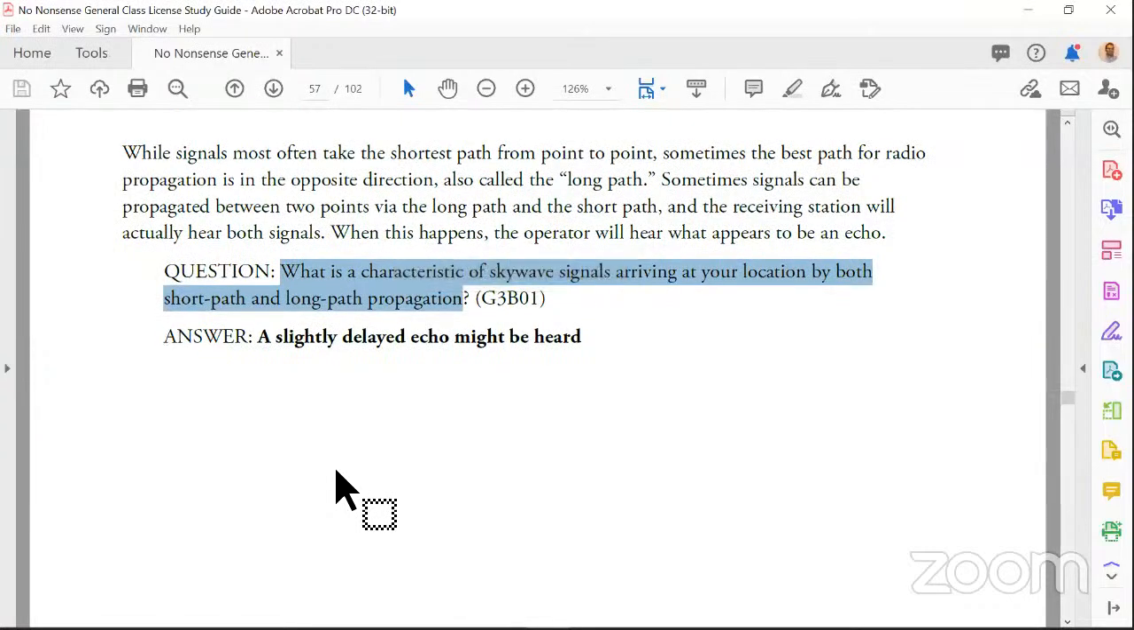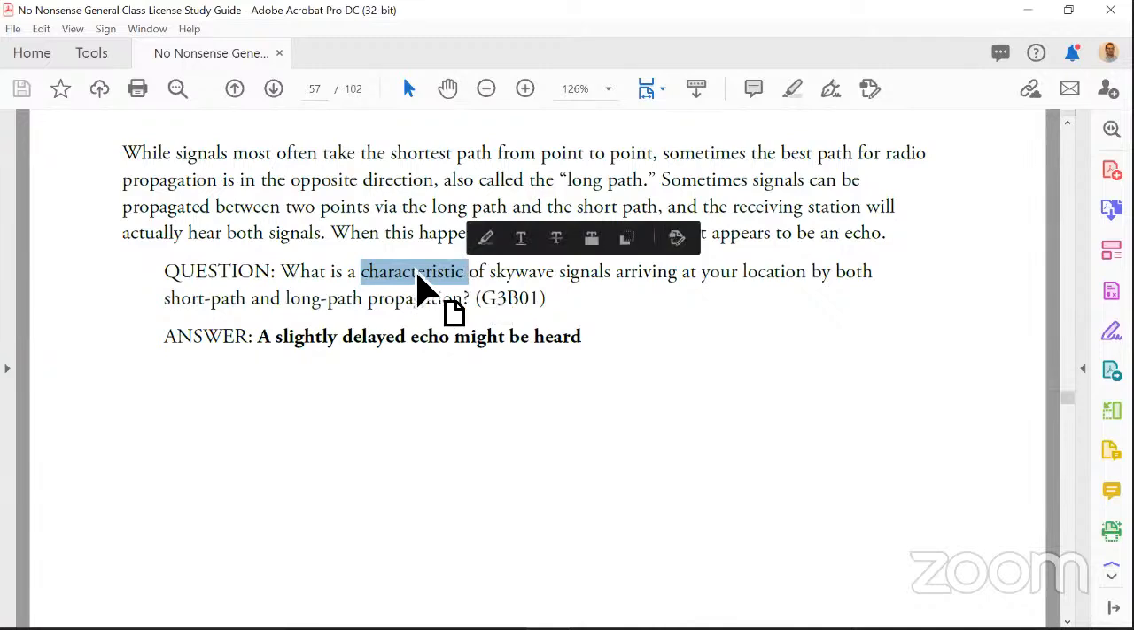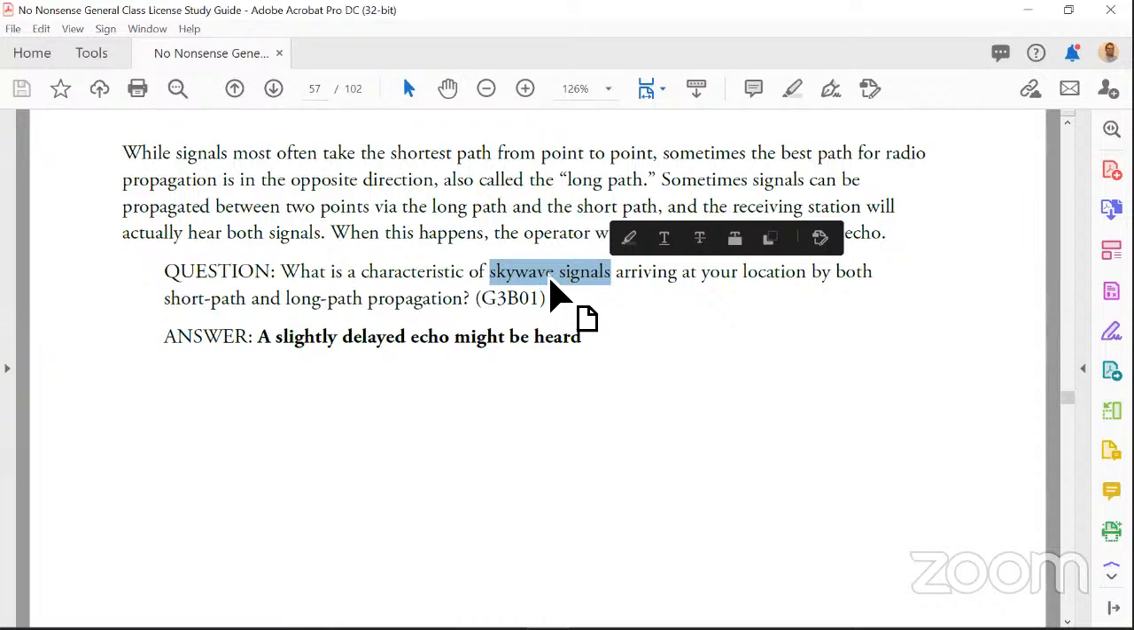What is a characteristic of skywave signals arriving at your location by both short path and long path propagation? So let's dissect this question a little bit. They're asking us about a characteristic. What will you observe? If your skywave signal, so that means you're transmitting on HF and it's going to the ionosphere to be bounced to another location on the Earth, but it's going by both the short path.